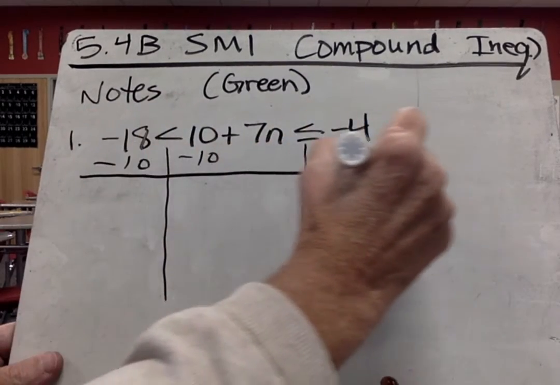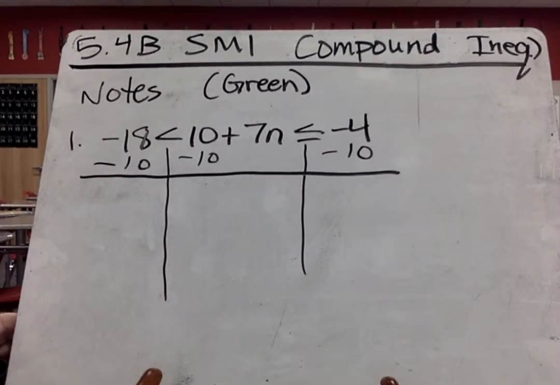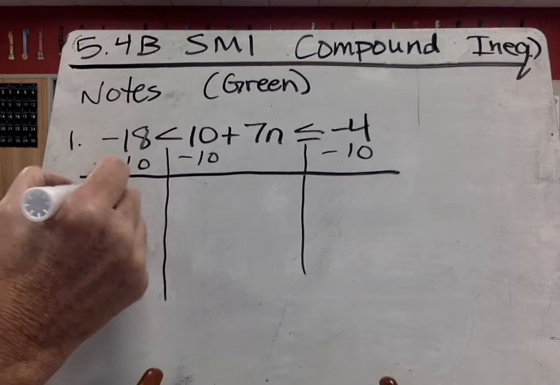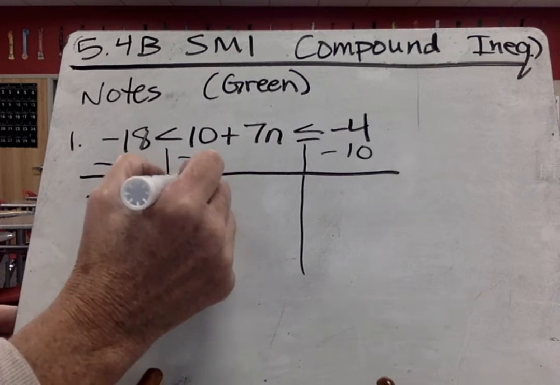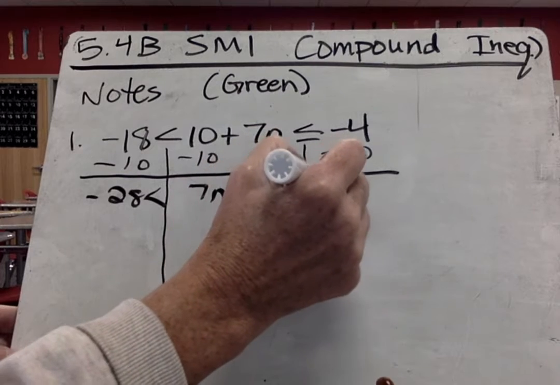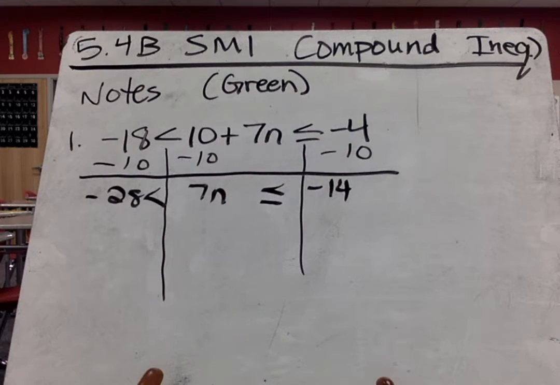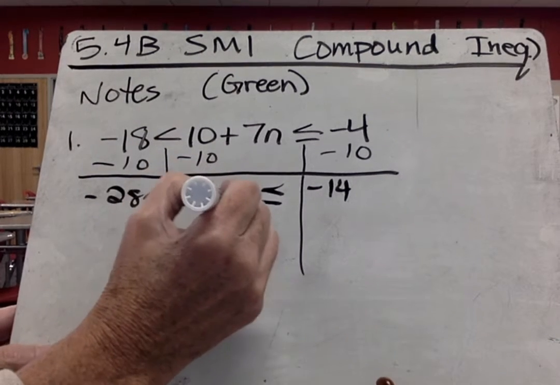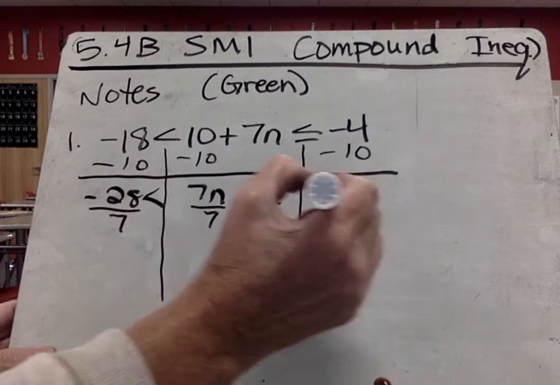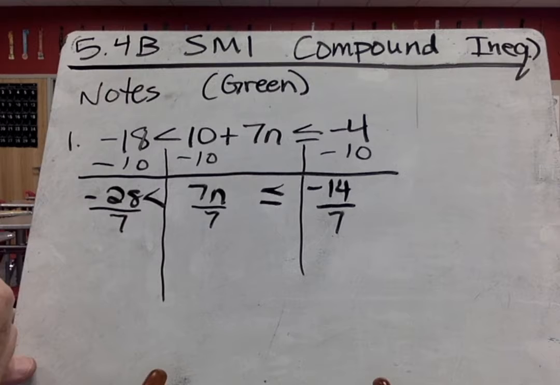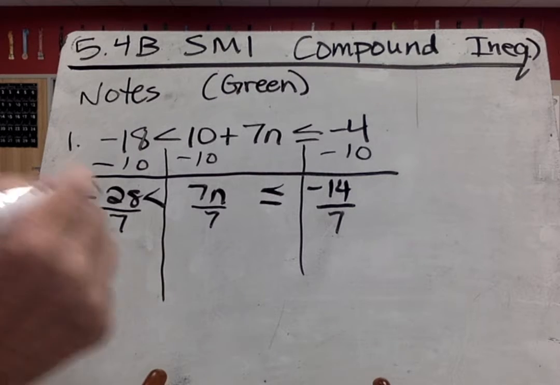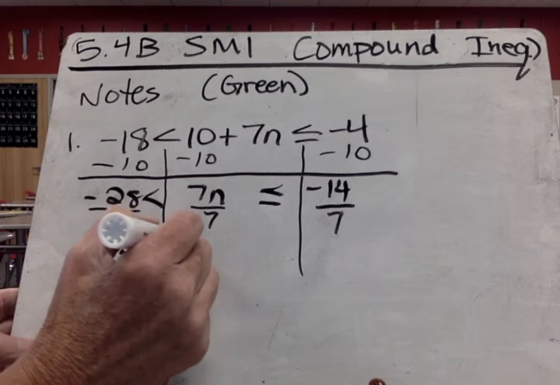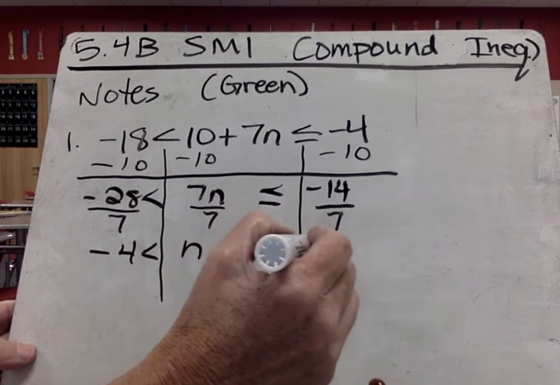And again, I would strongly encourage you to make those t's right there so that you can go ahead and go, oh, negative 18, that's negative 28. It's less than or equal to 7n, less than or equal to negative 14. Okay, this is a beautiful one because 7 is a factor of 28 and 14. So when we divide by 7, it's going to come out to beautiful answers without any fractions. Okay, we didn't divide by a negative, even though the negative 28 is negative. The number we divided by was positive, so we do not change the signs. So this negative 4 is less than n, which is less than or equal to negative 2.